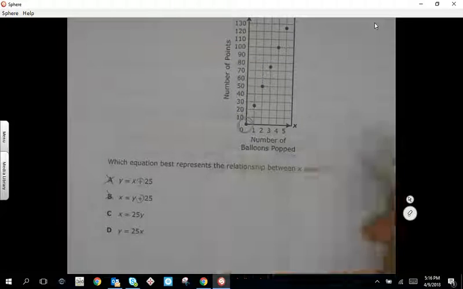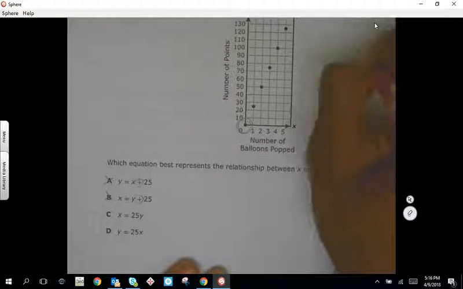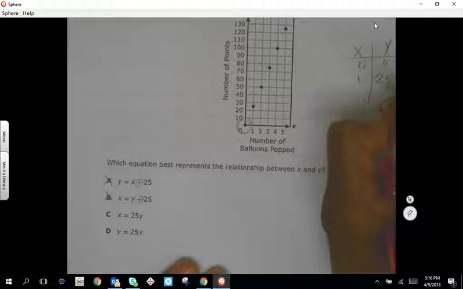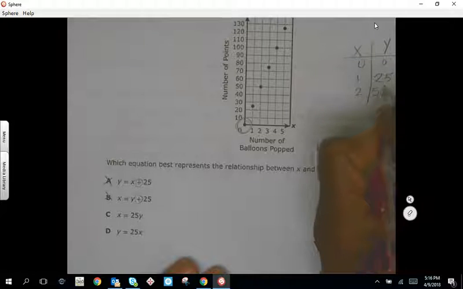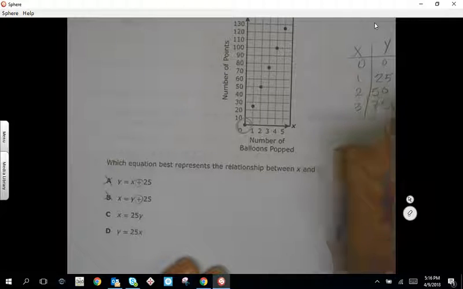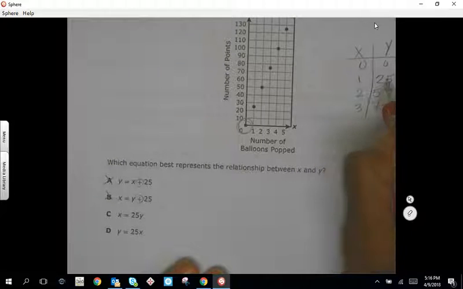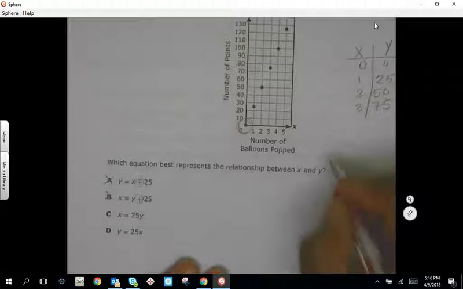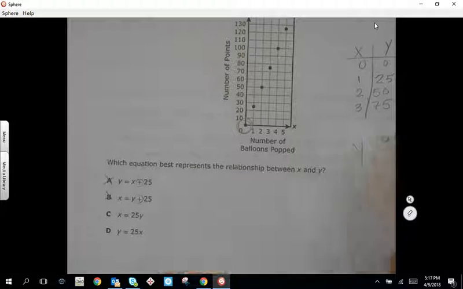So let me make a little table. That's 0, 0. If x is 1, y is 25 because it's in between the 20 and there. If x is 2, y is 50. If x is 3, y is 75. For me to get from 1 to 25, I multiply by 25. I multiply 2 by 25, that works. Remember, y equals ax. I always start with my y. So your answer should have been D.